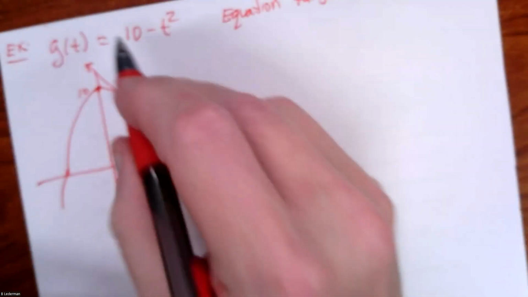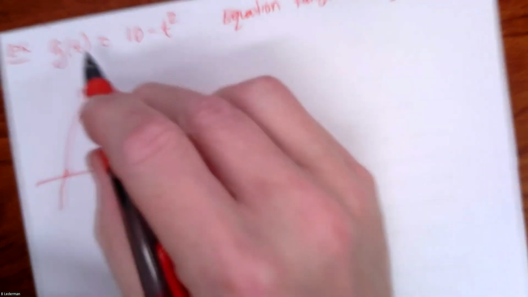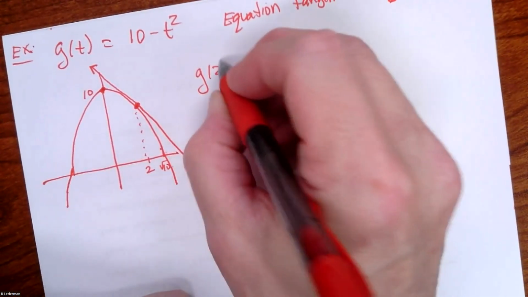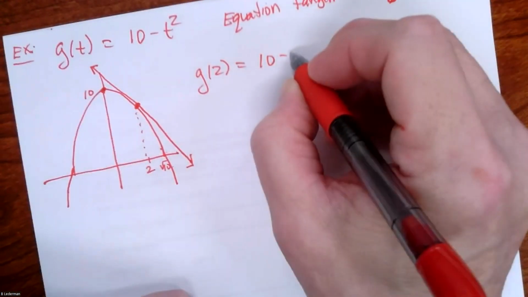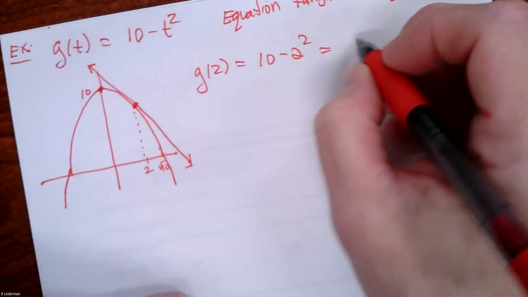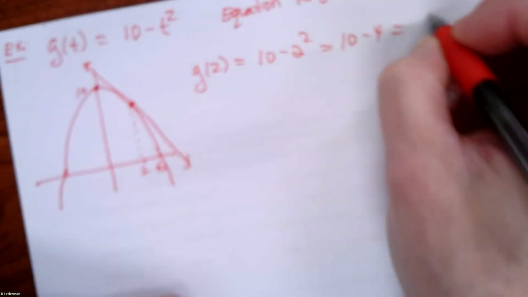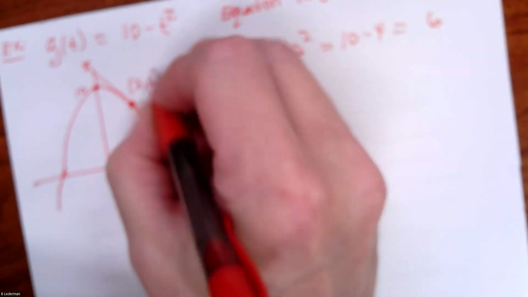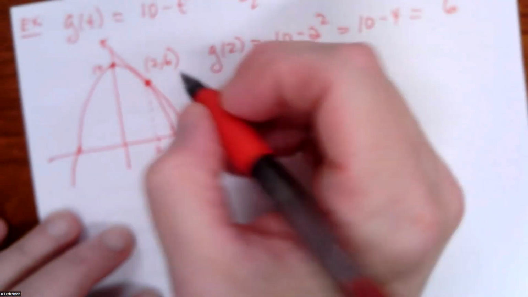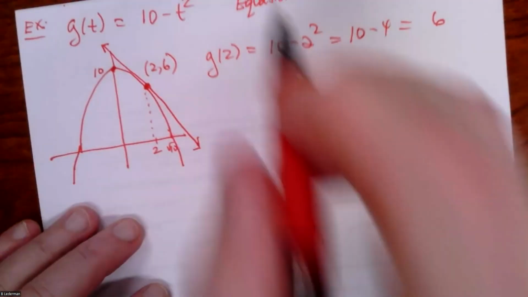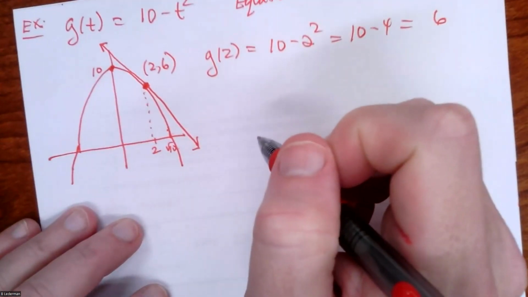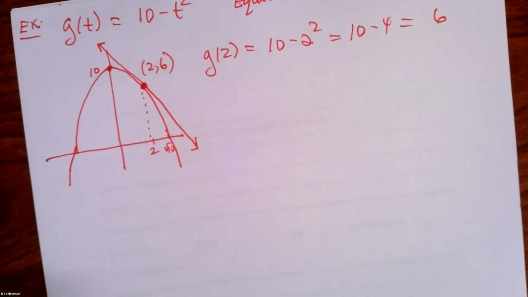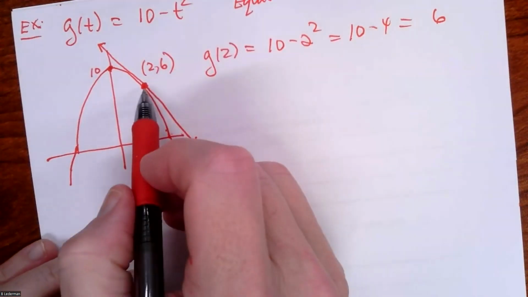All I have to do is just plug t into the function. So g of 2 is equal to 10 minus 2 squared, which is 10 minus 4, which equals 6. So this point here is the point 2 comma 6. That's that point right there. And now we want to find, well, there's a famous formula, the point slope formula. All I need is the slope of this line.